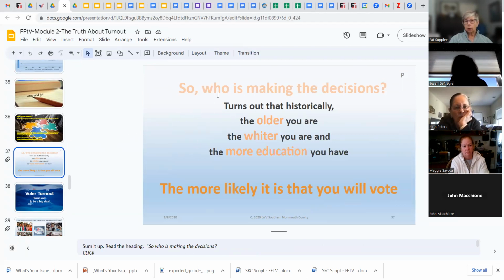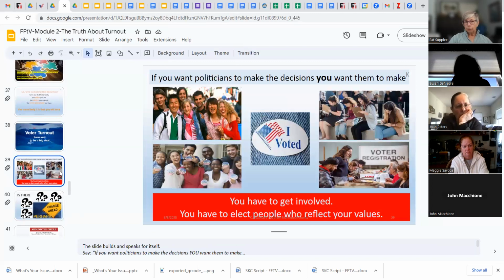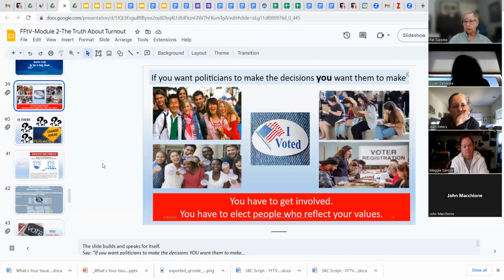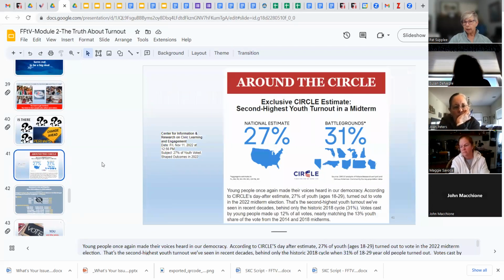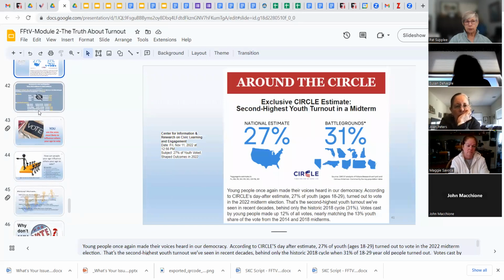And then, historically, the older you are, and I'm going to have to change this slide too, the whiter you are and the more education you had, the more likely it was that you would vote. So voter turnout turns out to be a big deal. If you, as young people, want politicians to start making the decisions that you feel should be made, then you need to elect the people that reflect those values. But is there change ahead? And yes, so we're talking about Circle and the increase in battleground states.